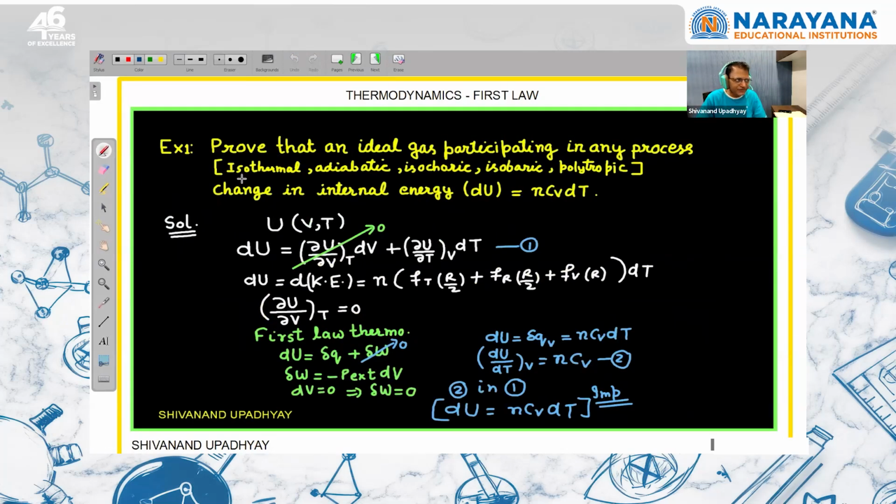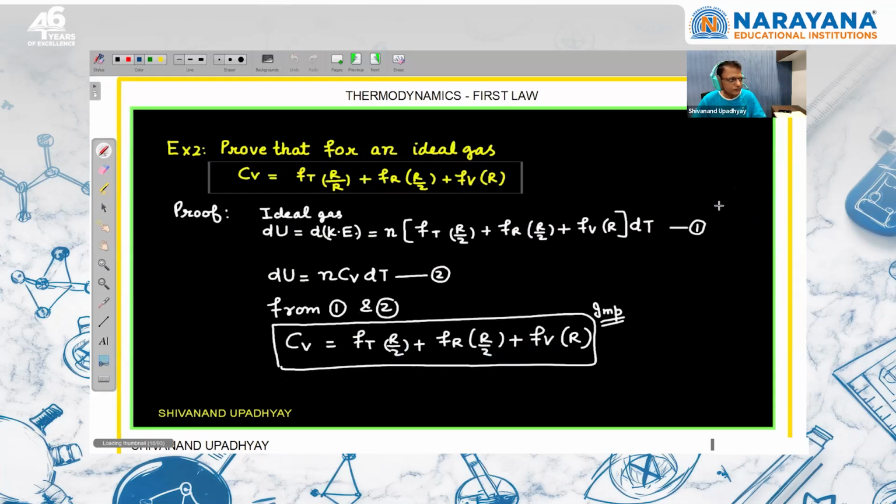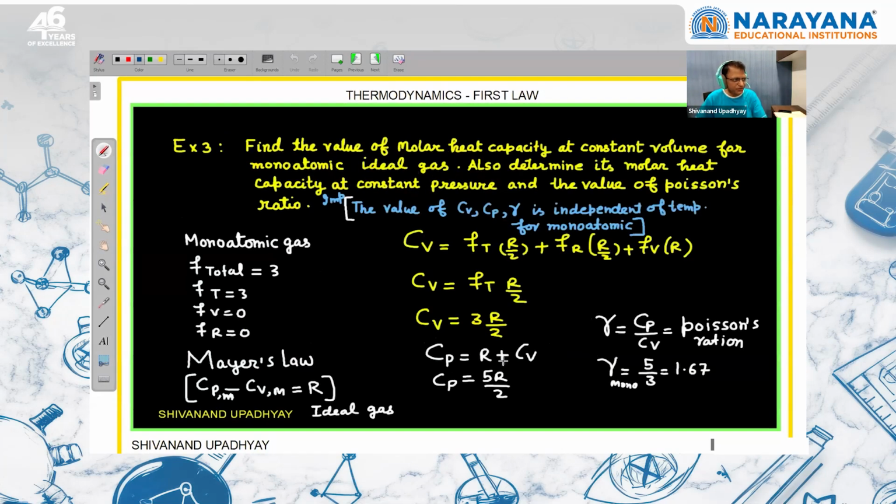I have written the proof here for an ideal gas participating in any process. If an ideal gas participates in any process, we can prove that dU is always n Cv dT. You can look at the proof at this time, but I am saying that for an ideal gas participating in any process, adiabatic, isobaric, isothermal, right? We always say that for a small change, dU is n Cv dT, and dH is equal to n Cp dT. So this is true for an ideal gas participating in any process, right? You already know about that, we have discussed it, you can go through it.